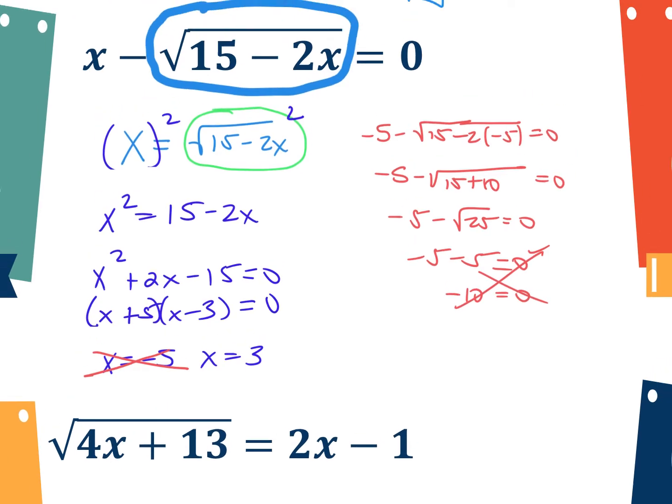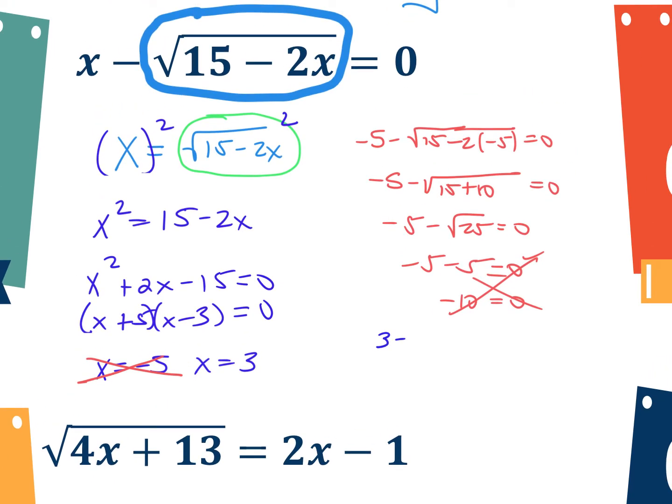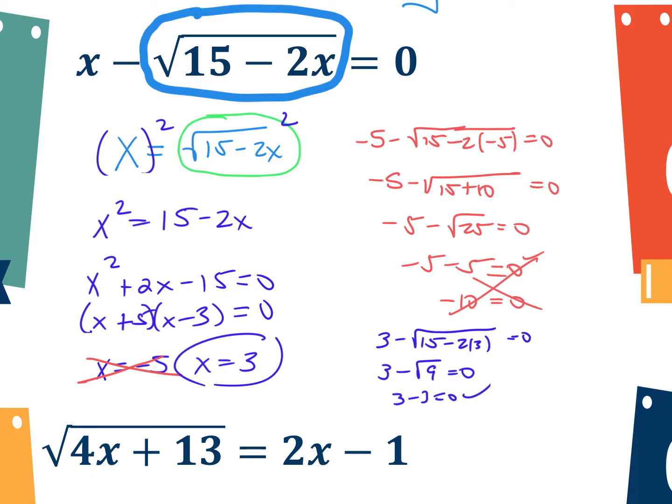So let's throw 3 in real quick. So I have 3 minus the square root of 15 minus 2 times 3. Does that equal 0? 3 minus, what's 15 minus 6? Okay, what's the square root of 9? 3 minus 3 equals 0? So we're good. But you have to check. Every single one you got to check.